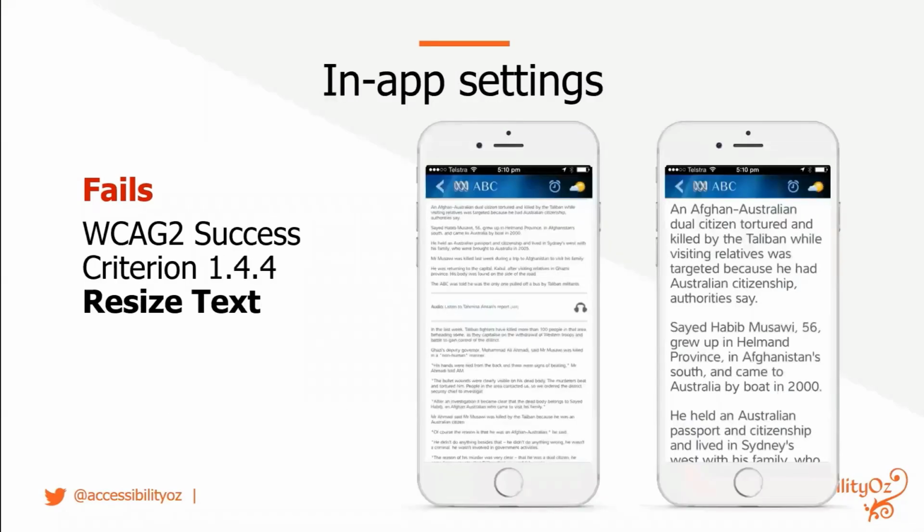And then we see other things like failure here of 1.4.4 resize text. This is ABC, the Australian Broadcasting Corporation. And on the left, you have small text. And on the right, you have large text. The left is the smallest text you can go. The right is the largest text you can go. So we're talking about 6 point on the left and probably about 12 point on the right. So yes, that is 200% of each other, but it's not 200% of the normal text size. So that fails that resize text.